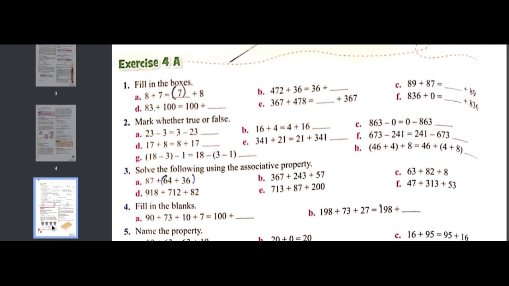Then question number 2. Let me explain question number 2, then you can do them collectively. Question number 2 is to mark whether the statements are true or false. First one: do you think this is true?